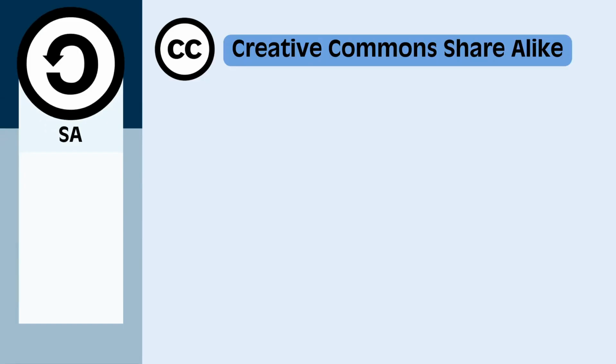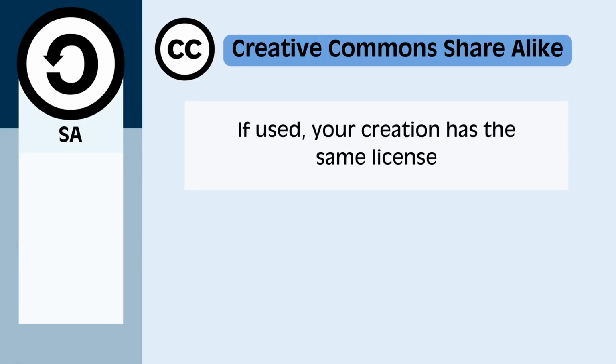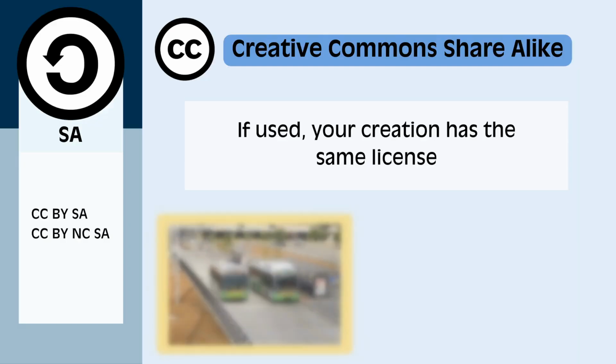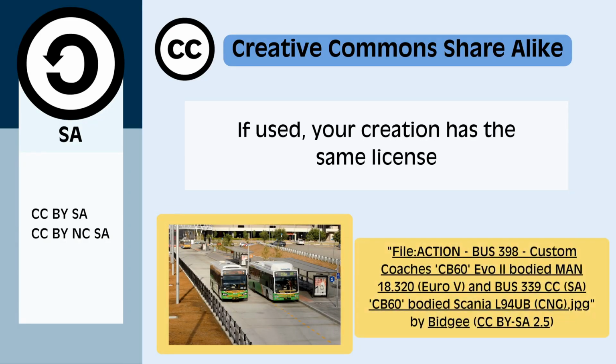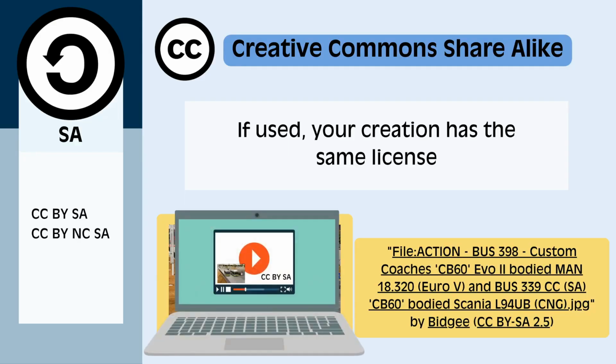Sharealike means that if you use something that has SA included in the license, then your creation has to be published with the same license. There are only a couple Creative Commons license options that include Sharealike, so be mindful when searching for stuff to use. For example, if I use an image that is CC BY SA, I cannot make my creation into a copyrighted item or put it into the public domain as a Creative Commons Zero license. It has to be the same license that I'm using.